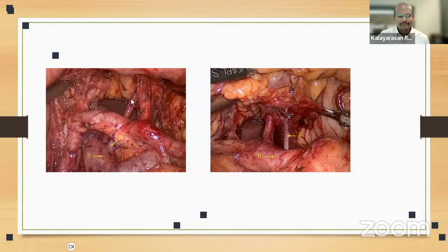So you can see here, this is what you commonly observe: the left gastric vein draining into the portal vein, and it travels posterior to the hepatic artery. And when you have this type of a course, it usually drains into the splenic vein.